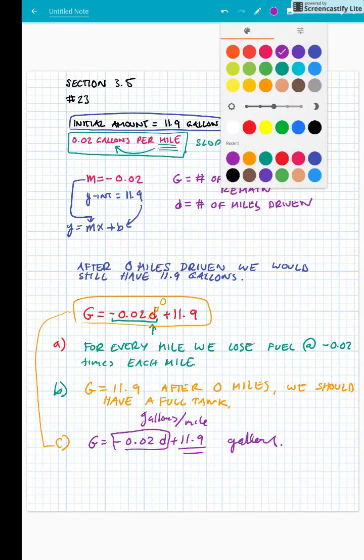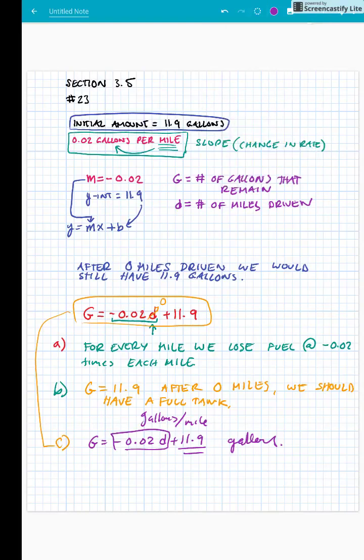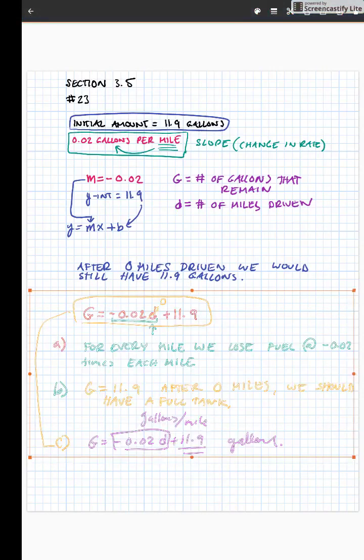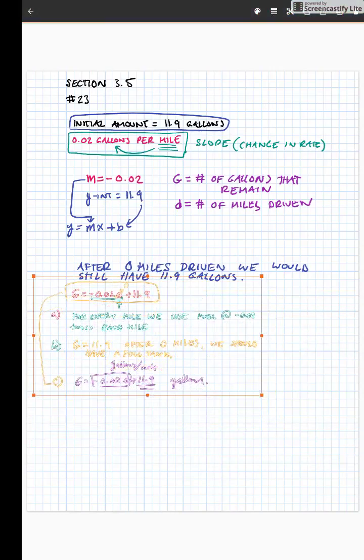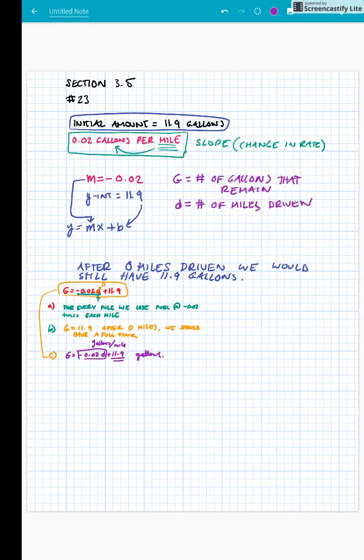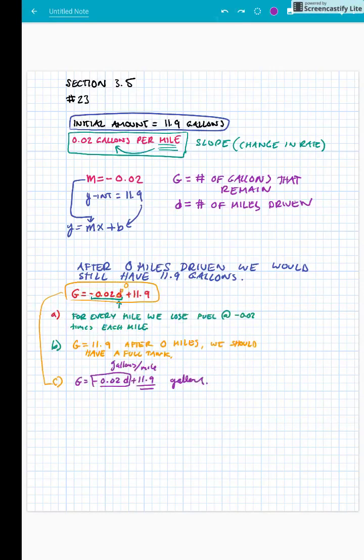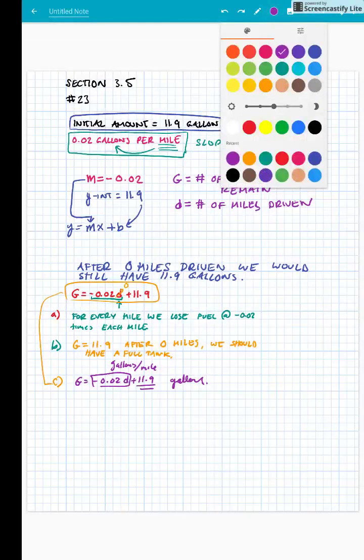Now, let me make more space here. Okay. All right, let's see. For E, let me change color again.